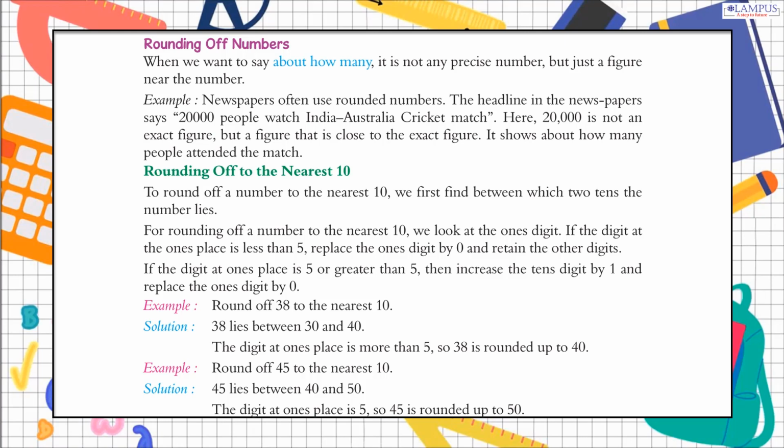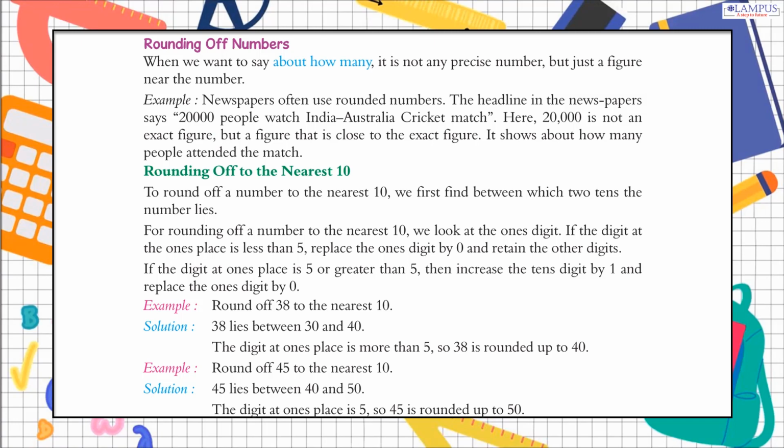When we want to say about how many, it is not any precise number, but just a figure near the number. Example: newspapers often use rounded numbers. The headline in the newspapers says, 20,000 people watch India-Australia cricket match. Here, 20,000 is not an exact figure, but a figure that is close to the exact figure. It shows about how many people attended the match.